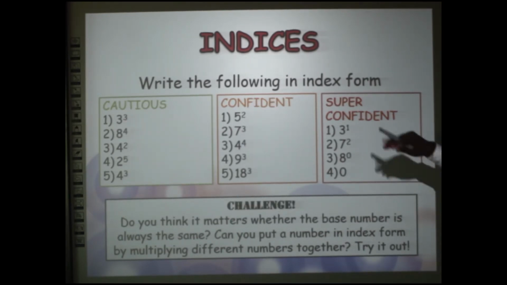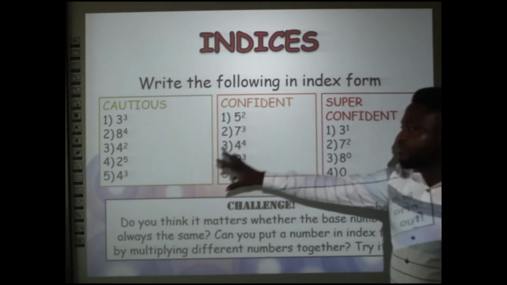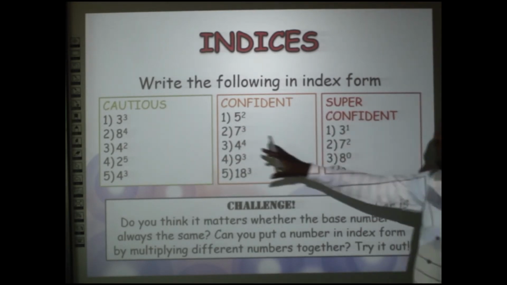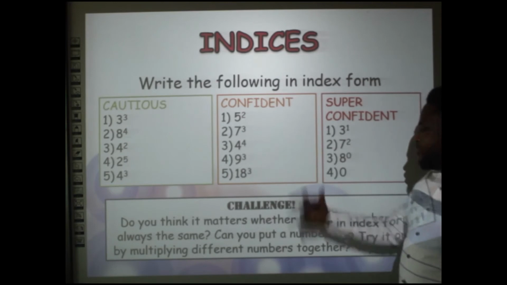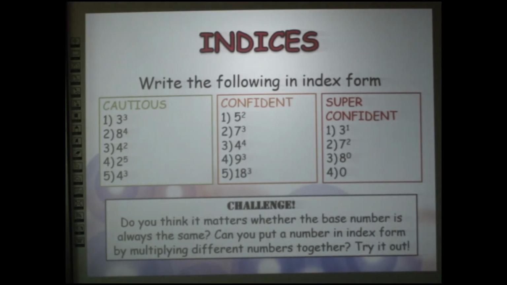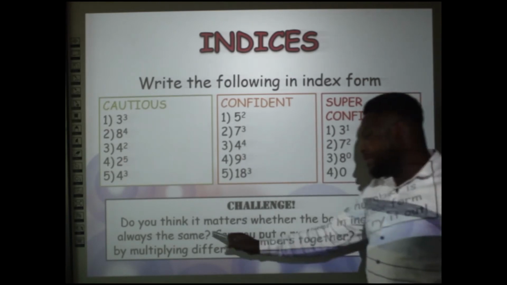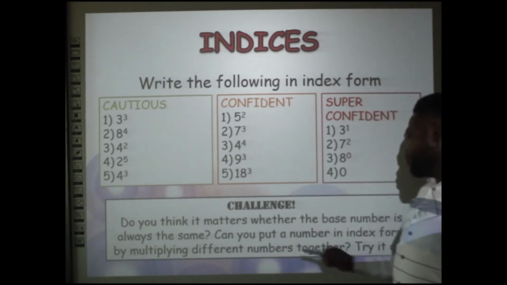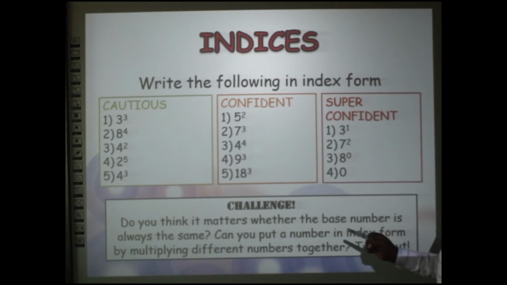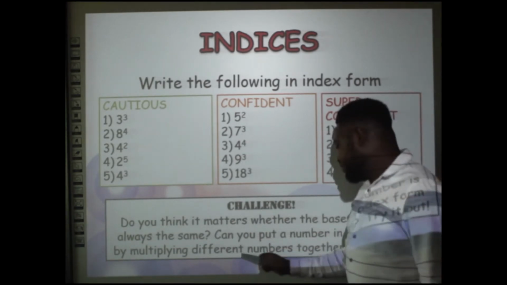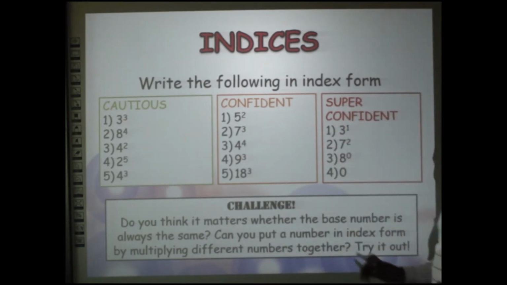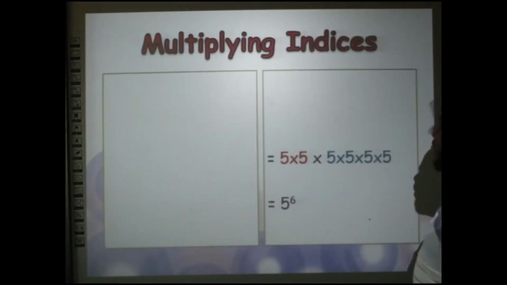Okay, you observe that this will be the solution to the previous slide. Now, do you think it matters whether the base number is always the same? Can you put a number in index form by multiplying different numbers together? Try it out. Okay, so now let's go to the next page.